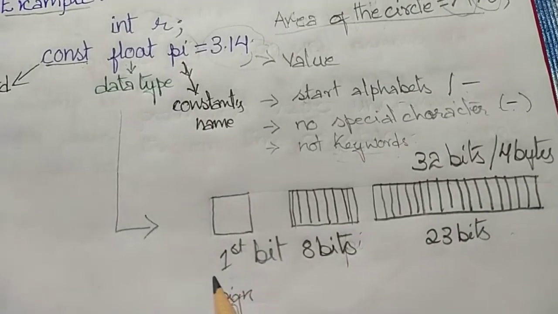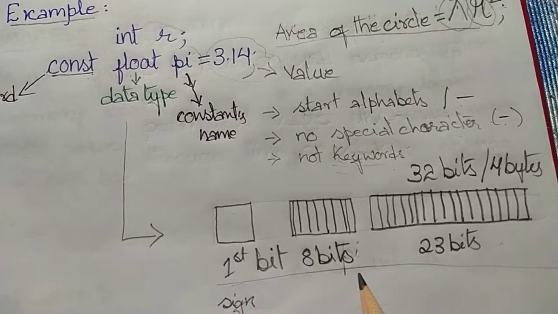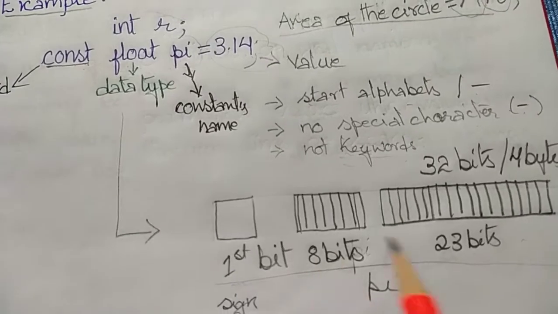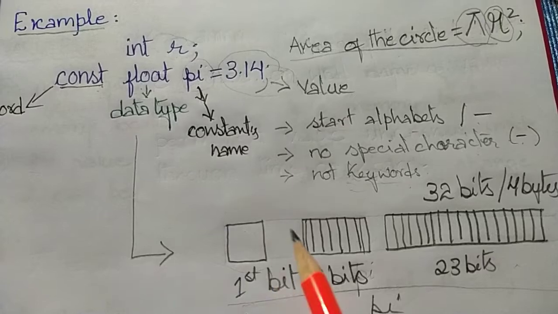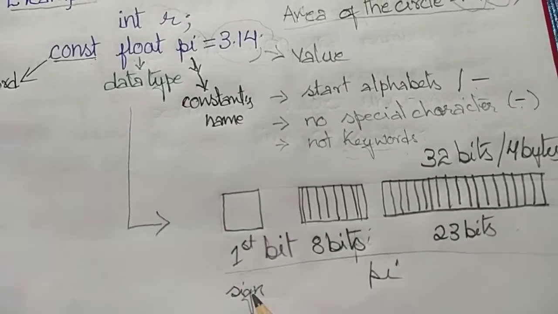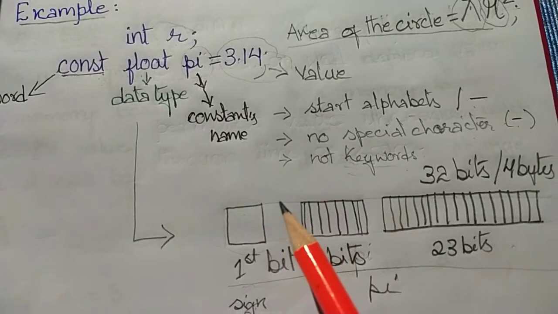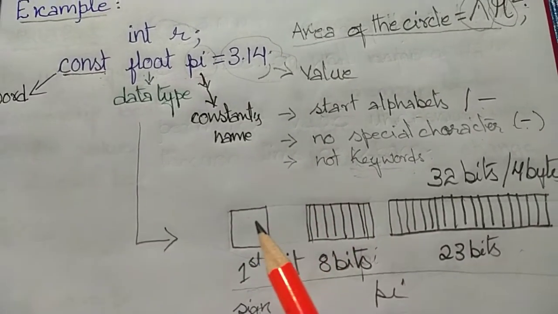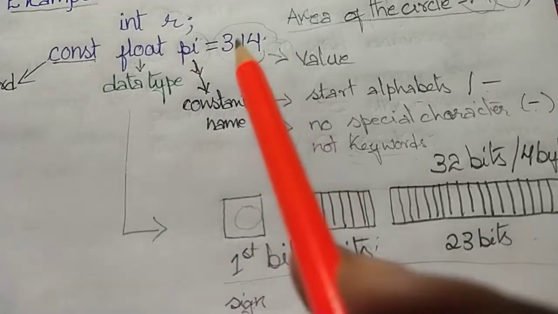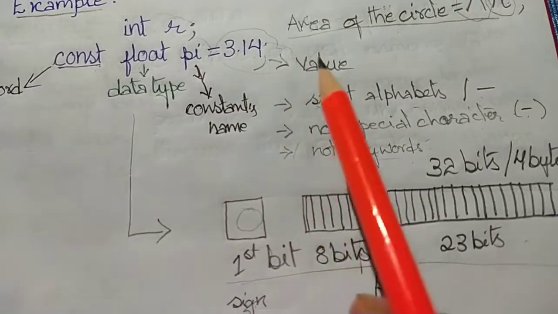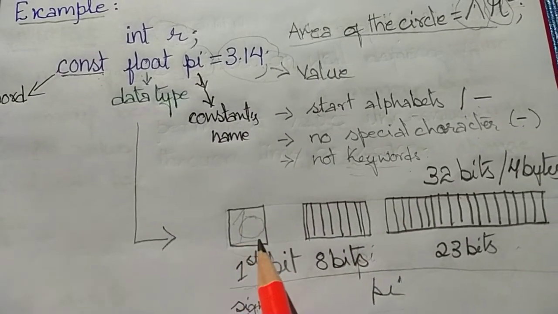And this 4 bytes, it will take how much? And the name will be pi. So next, like I mentioned in the previous class, the first 8 bits will be for the sign. That means whether this value is positive or negative. If it is a positive value, it is indicated by 0. But if it is minus 3.14, a negative value, then it is indicated by 1.